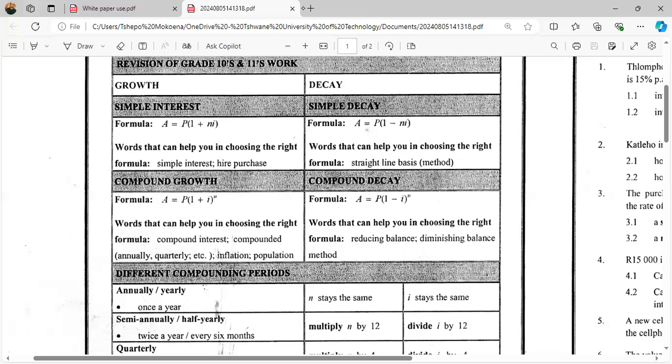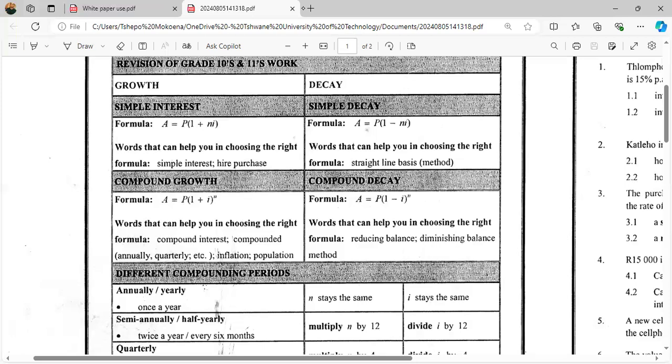And then ways that can help you in choosing the right formula. Sometimes you are in an exam, right? And you are not told which formula to pick when you perform your calculations. So there are keywords that you can use in order for us to know which formula to use. If you see the words simple interest while you are reading your statement, just know that you're going to use this equation. If you see the words hire purchase, here in grade 11, you're going to dwell on hire purchase.